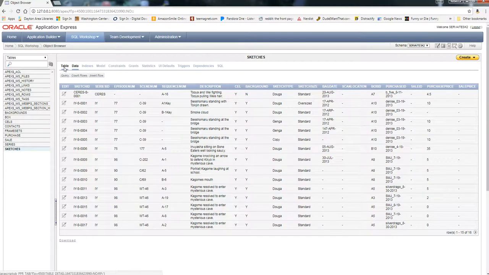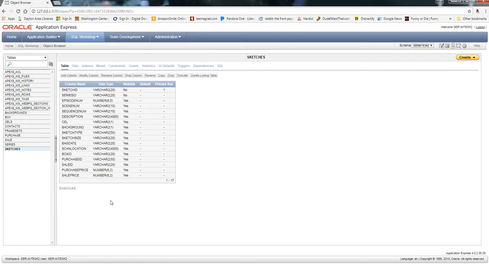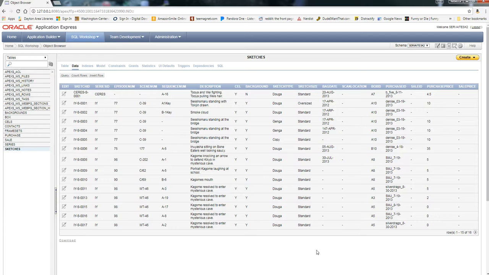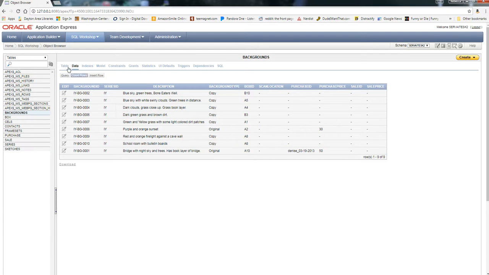The sketches table is very similar to the sales table. It's also in second normal form. Pretty much exactly the same, so we'll go ahead and look at the data for that. Looks, yep, almost exactly the same. So let's go ahead and look at backgrounds next.